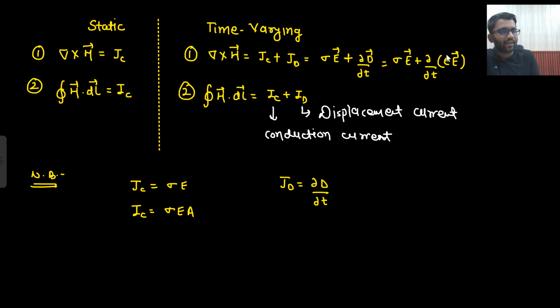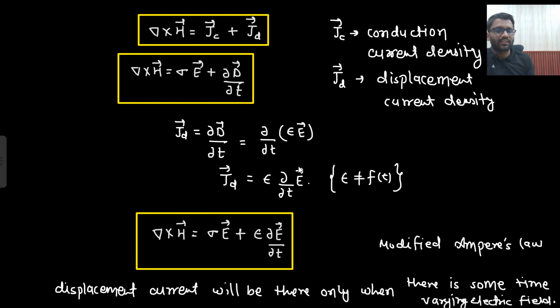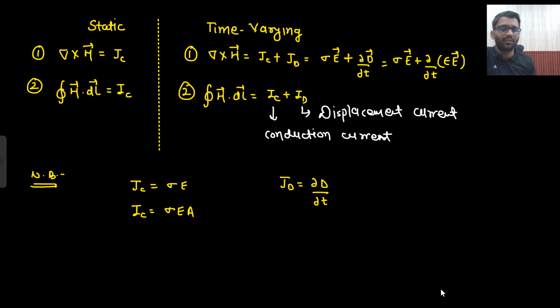Here I am taking epsilon outside, though it is not necessary that epsilon is not a function of time. We will see the types of mediums. There will be one type of medium where epsilon is a function of time as well. But here, as of now, just for the sake of statement, we are taking epsilon not a function of time. In 99% of the cases, epsilon will never be a function of time, so that's why I am taking it outside.